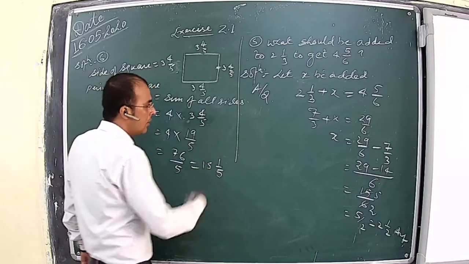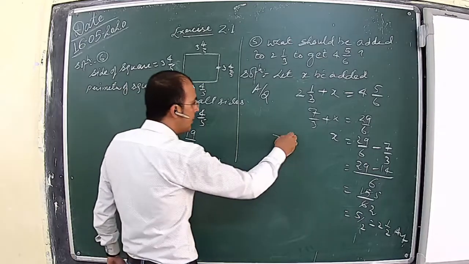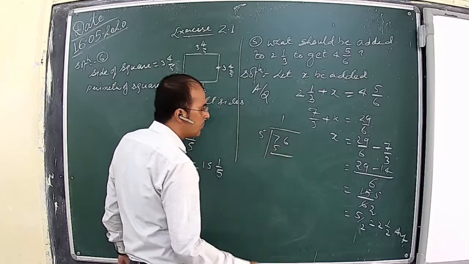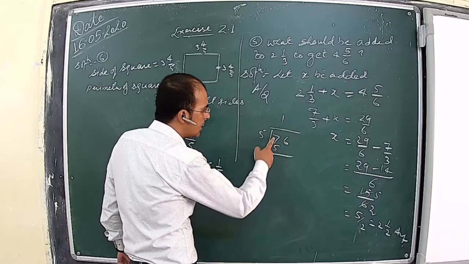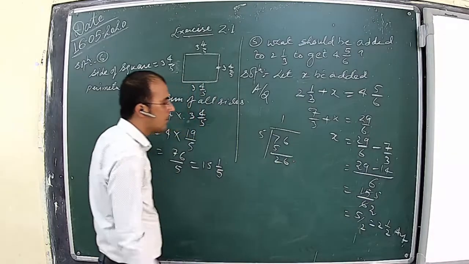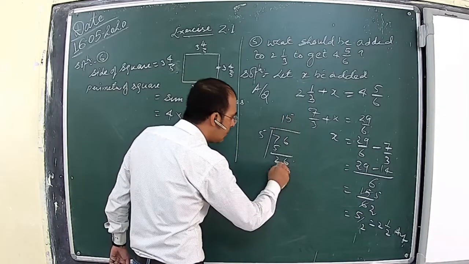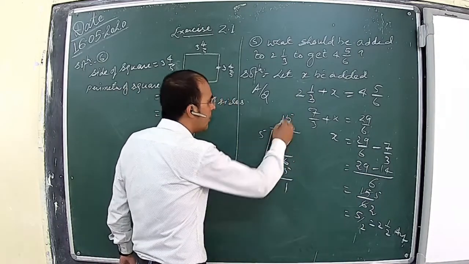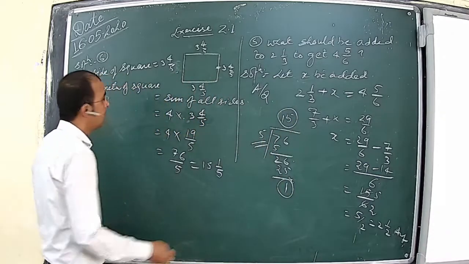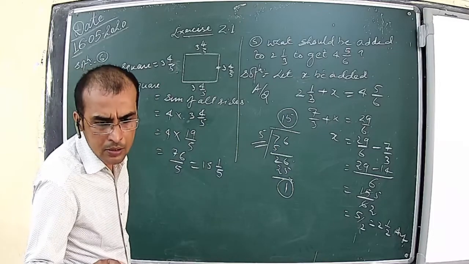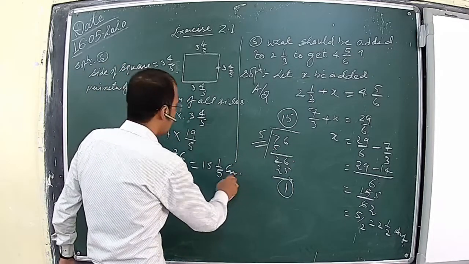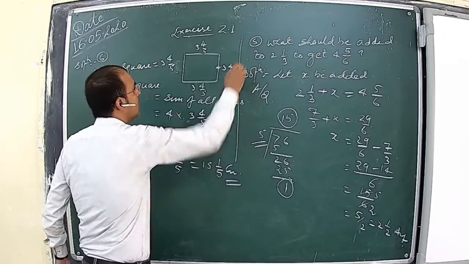How can you write it? So 76 will be divided by 5. 7 minus 5 equals 2, and here 6. How many times? 5 times, 25, 1. Then 15 whole 1 by 5. This is your answer. It is given in centimeter. This is the centimeter of this.